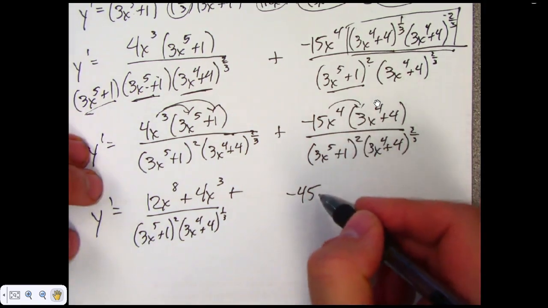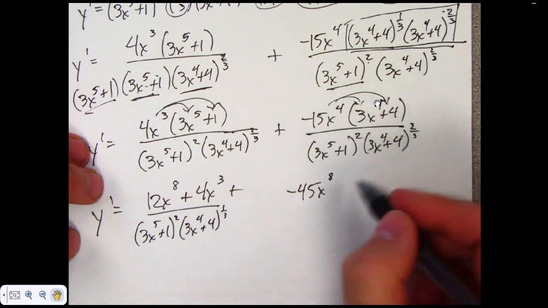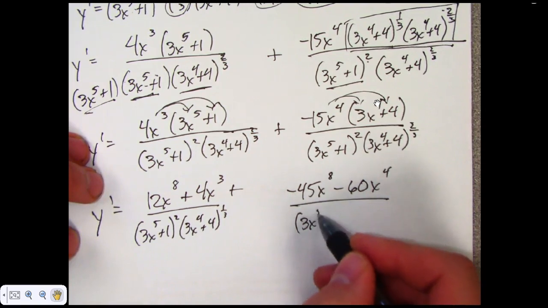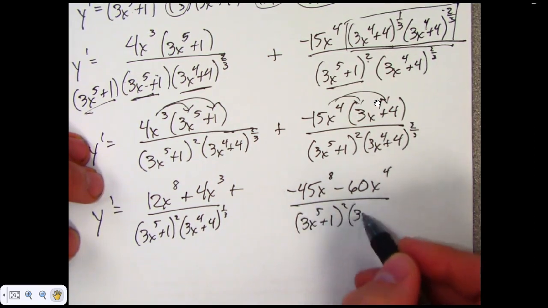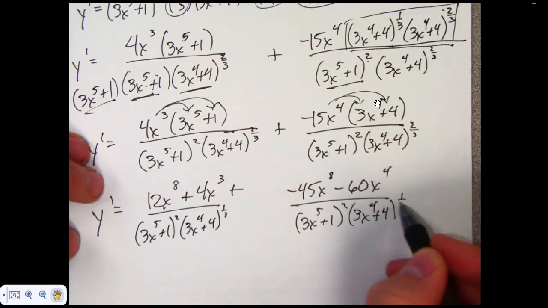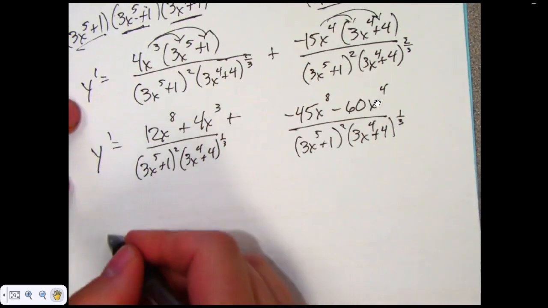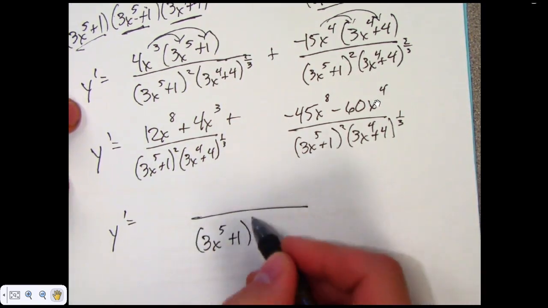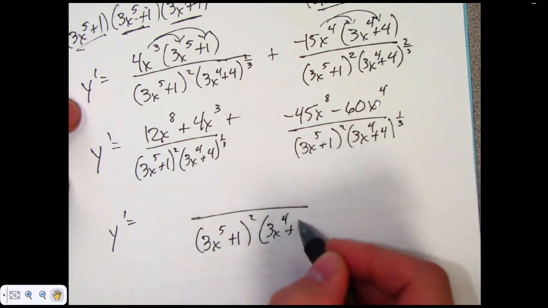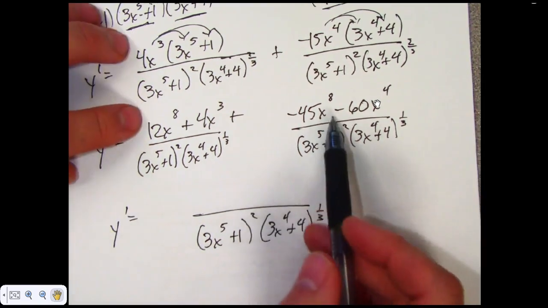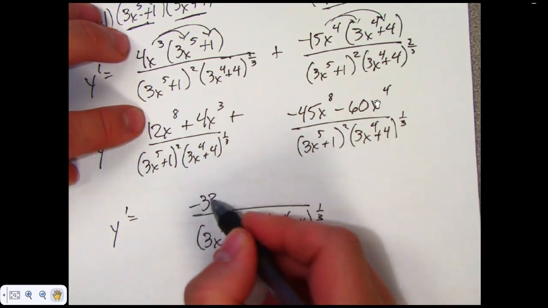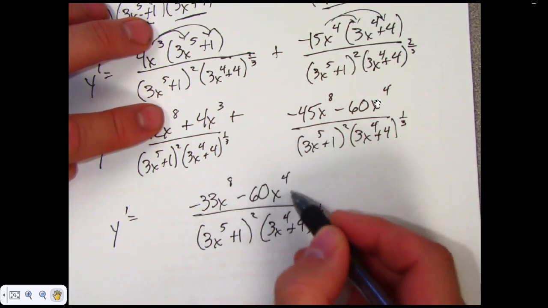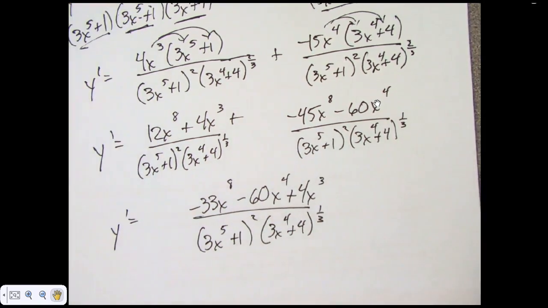So this is negative 45x to the 8th, minus 60x to the 4th, over, and just rewriting the bottom again. I definitely don't want to take shortcuts on the explanation. And then I can combine finally and say, okay, now I'm going to put this into one fraction. And combine like terms on top. So I'd have negative 33x to the 8th, minus 60x to the 4th, and then a 4x to the 3rd.